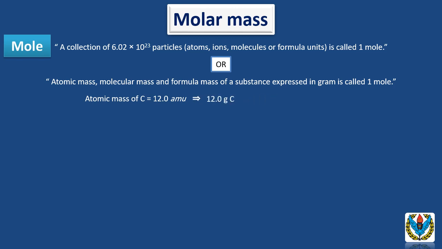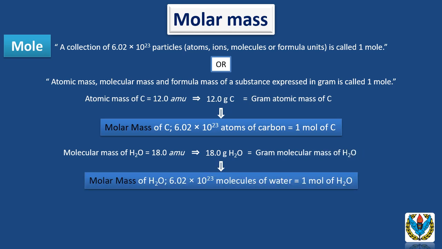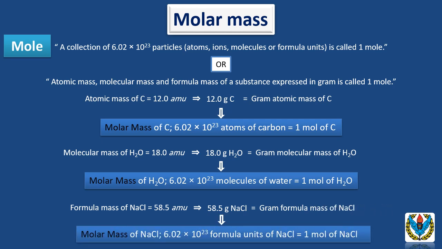So 12 gram of carbon is the molar mass of carbon. Molecular mass of water is 18 AMU. So 18 gram of water is the molar mass of water. Similarly, formula mass of sodium chloride is 58.5 AMU. So 58.5 gram sodium chloride is molar mass of sodium chloride.